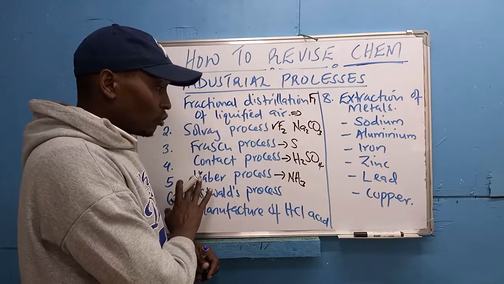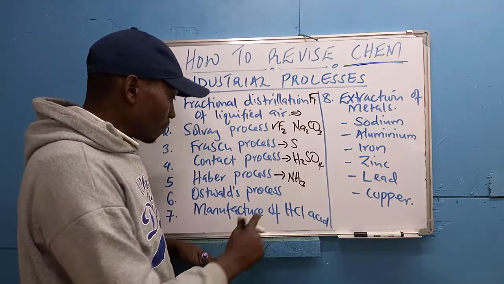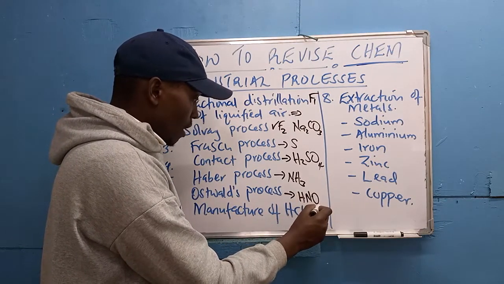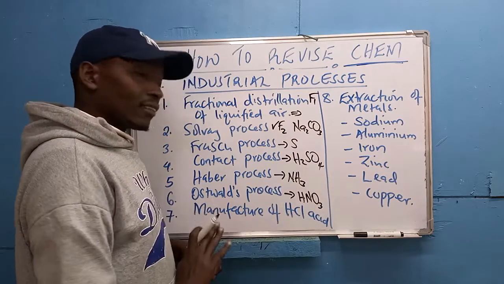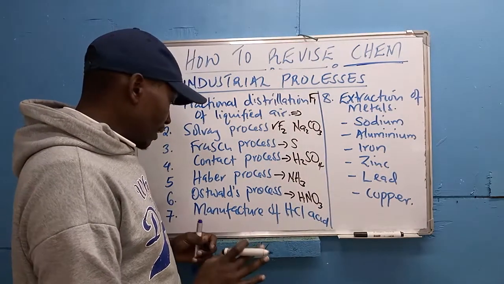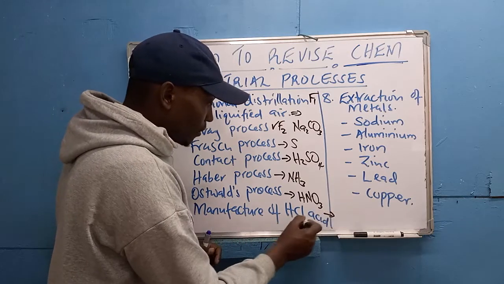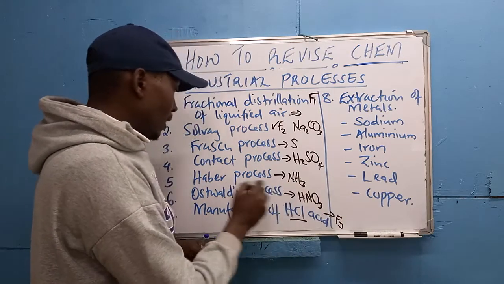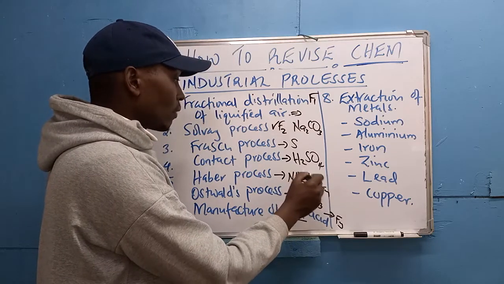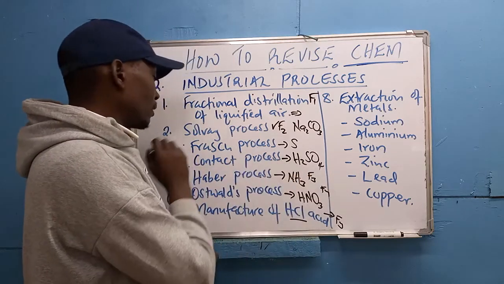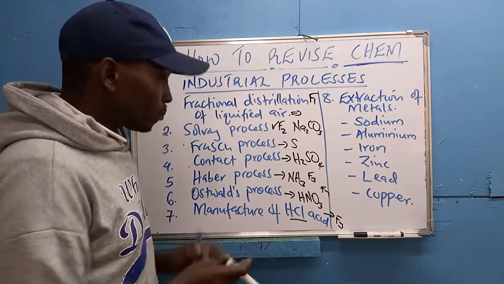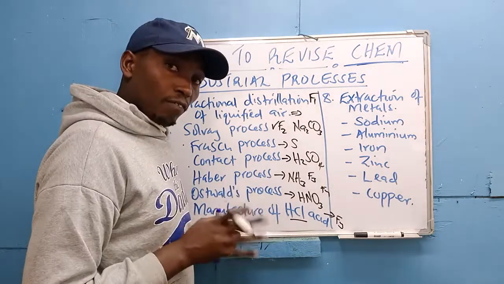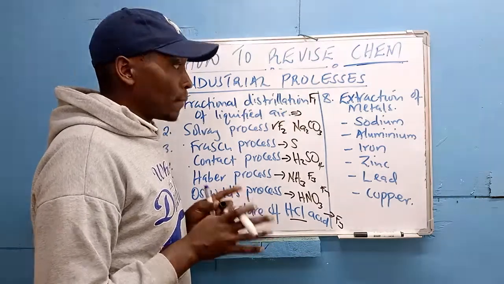Still another industrial process a student can cover. Then Ostwald's process for the manufacture of nitric acid. Again, another industrial process the student can do. Manufacture of hydrochloric acid. Again, this one is in Form 3. Remember, even this one is in Form 3. This one also is in Form 3. Even this and this. This one is in Form 2. Those are industrial processes. Then the extraction, the first part of the topic, metals.